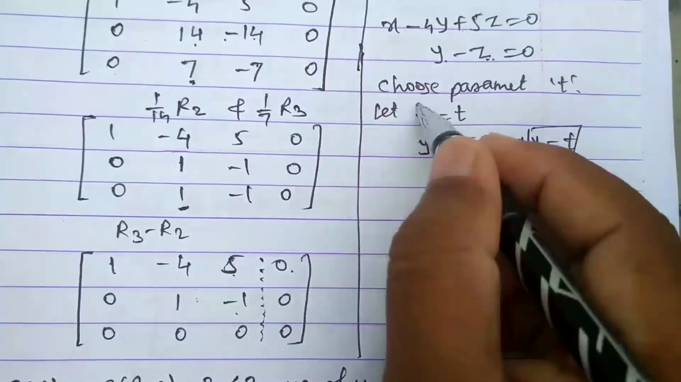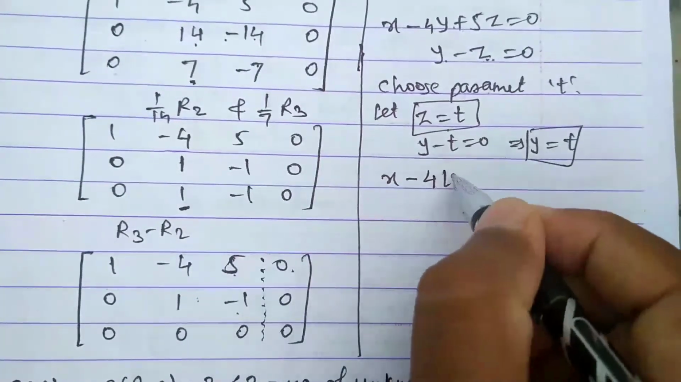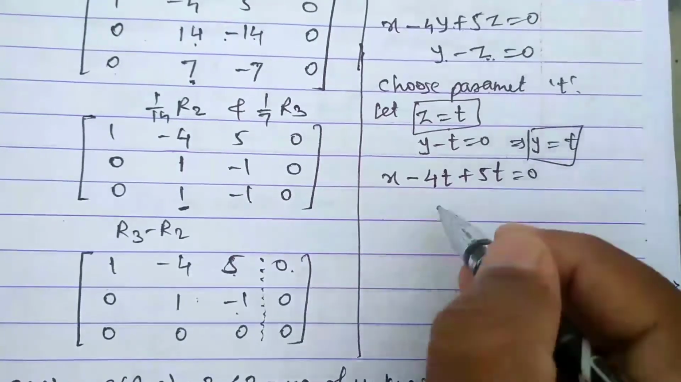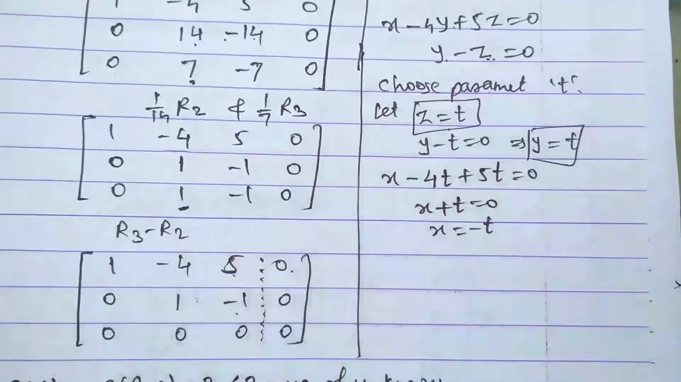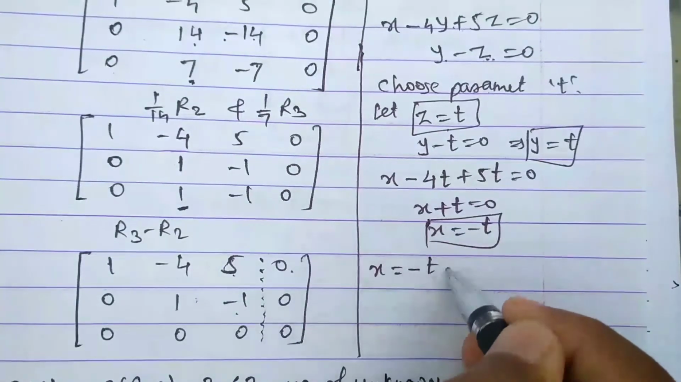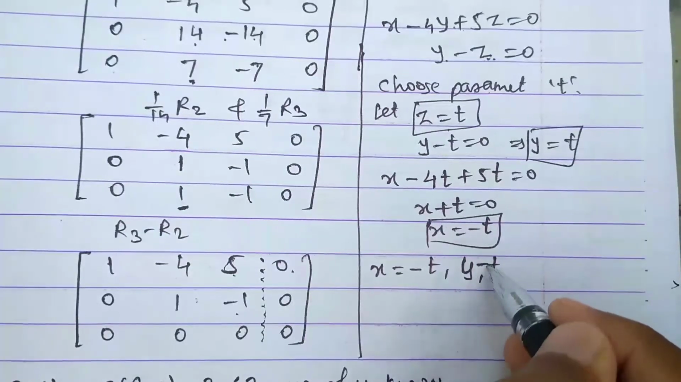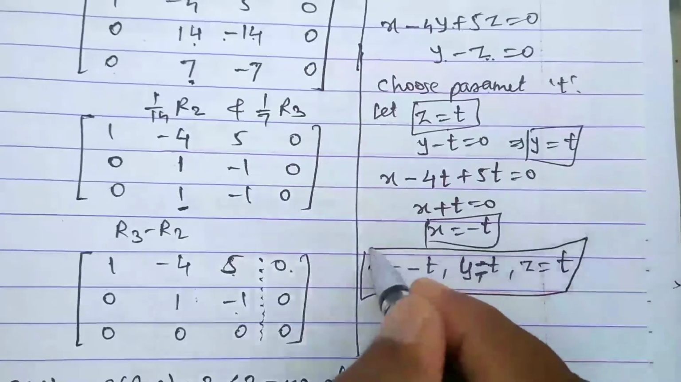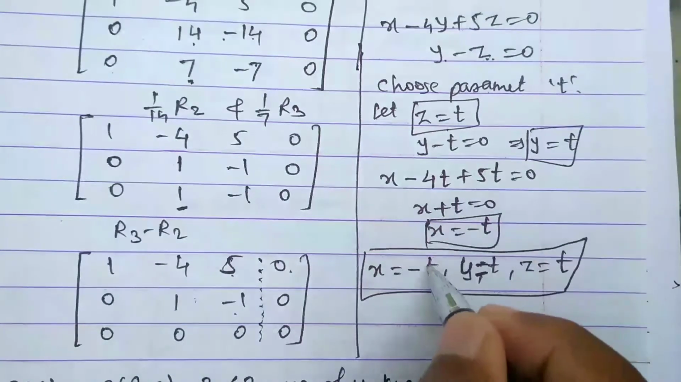Put the values of y and z in equation number 1. So what will you get? x minus 4 into y, which is t, plus 5 into z, which is t, equals 0. That means x plus t equals 0. That means x equals minus t. So this is the value of x. So you will get the final solution as: the value of x is minus t, the value of y is t, and the value of z is t. This is our final solution.